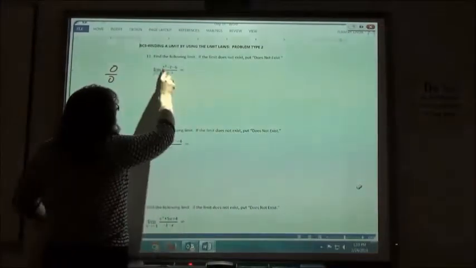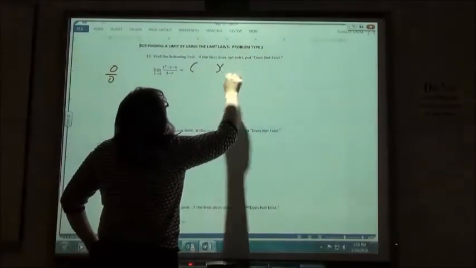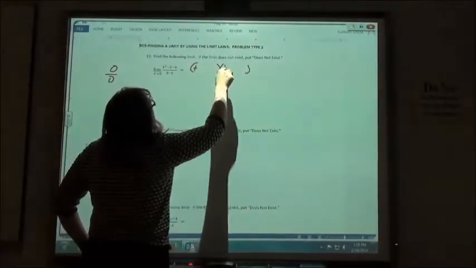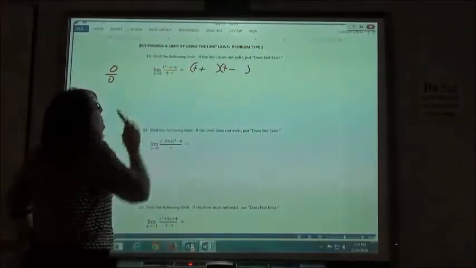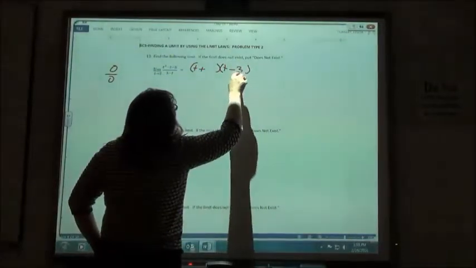So if I factored the top, I would have t and t. The end is negative, so a plus and a minus. Factors of 6 that give us minus 1, we'd have to have a minus 3 and a plus 2.